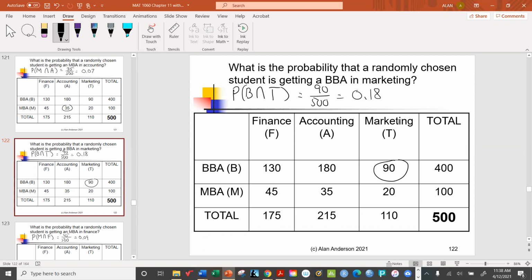All right, here's another one for you. Here's another challenge question. What is the probability that a randomly chosen student is getting their MBA in finance? Ooh, how would that work? What are we looking for? MBA in finance.